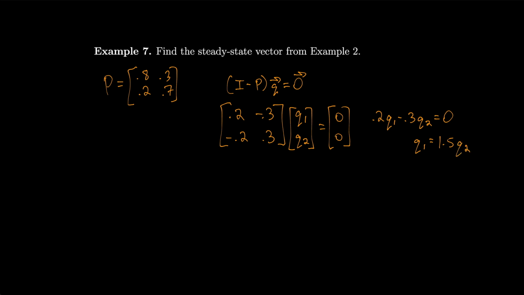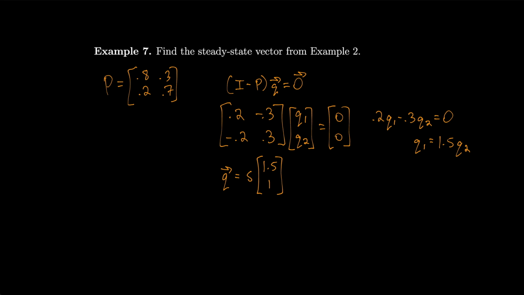So that means that Q is equal to S times (1.5, 1), right? I could just take some parameter. If Q1 is always equal to 1.5 Q2, then just some parameter times the vector (1.5, 1) gives all of the possible values of Q.